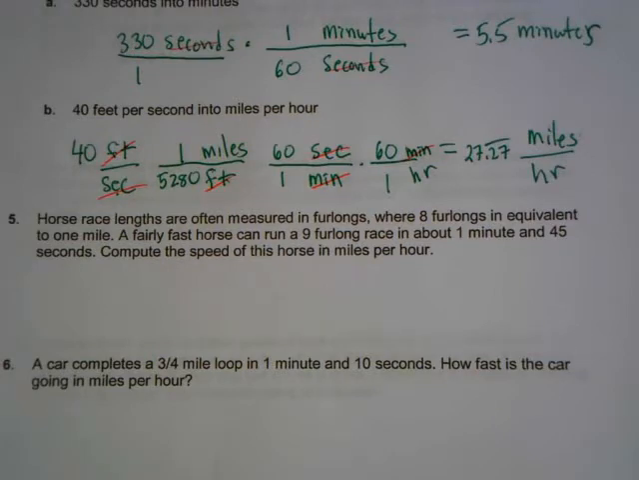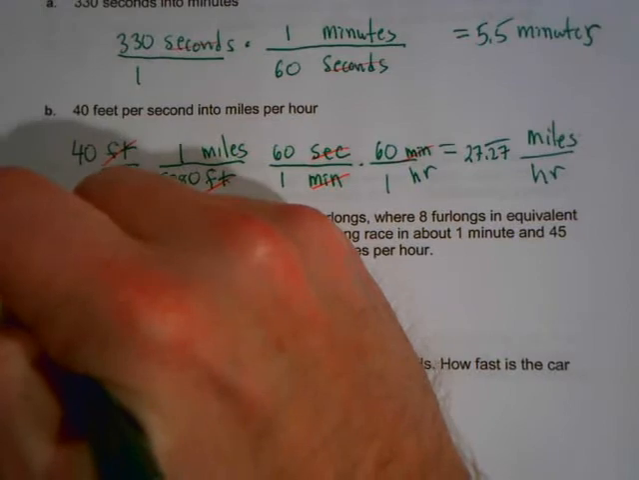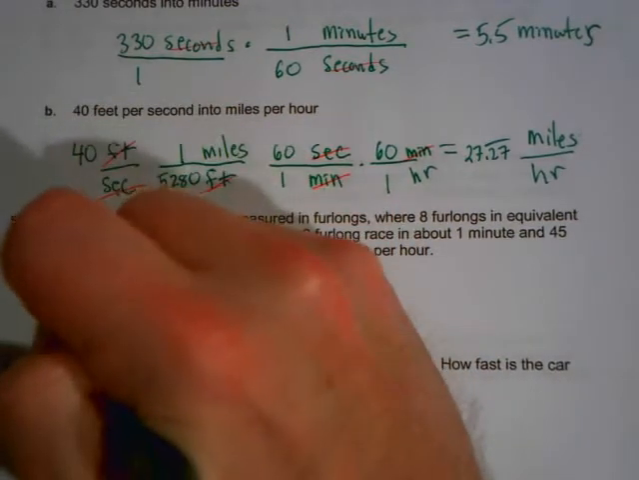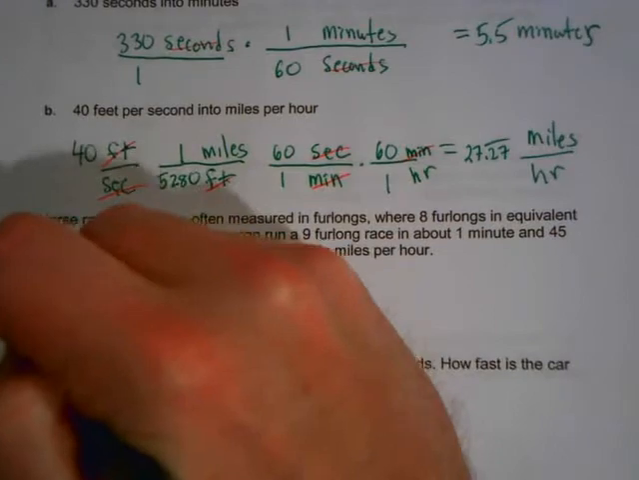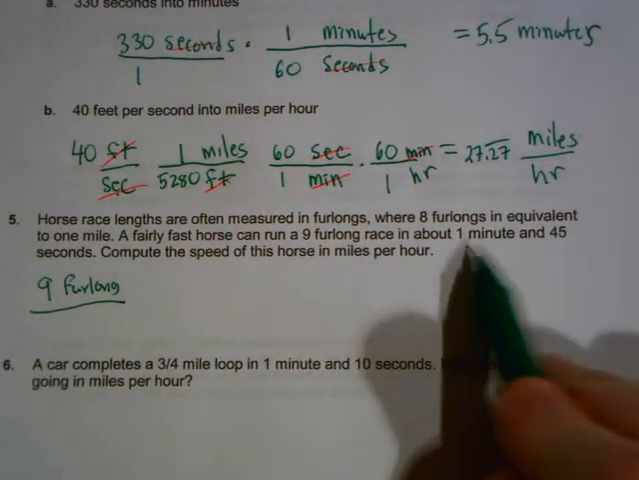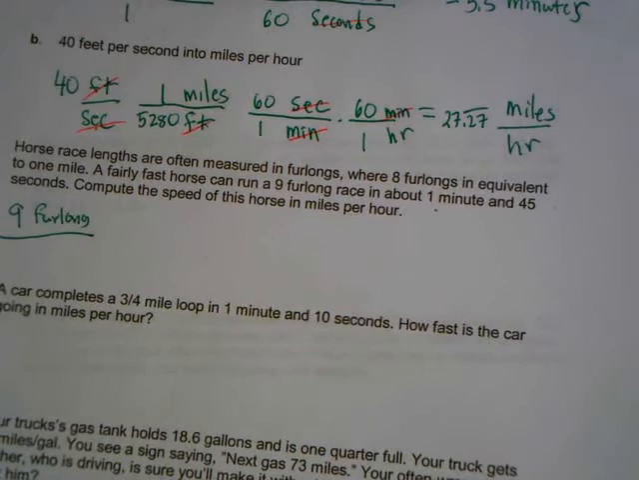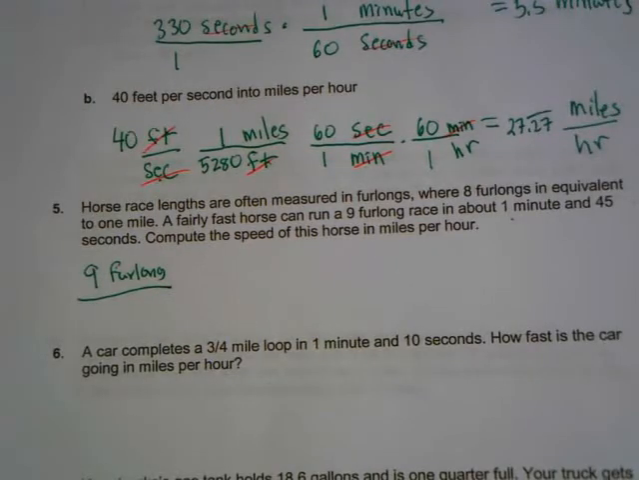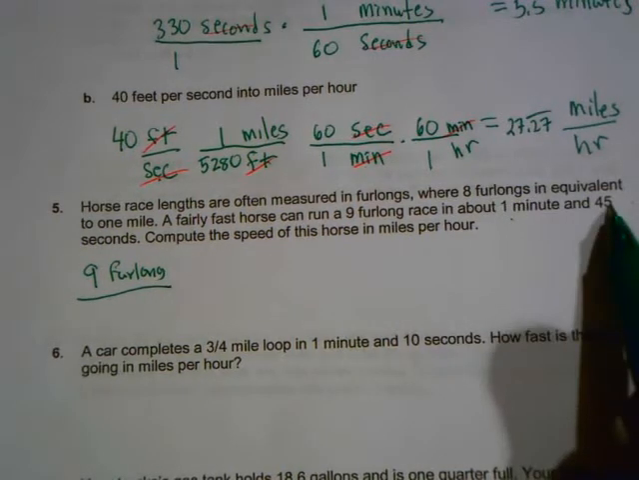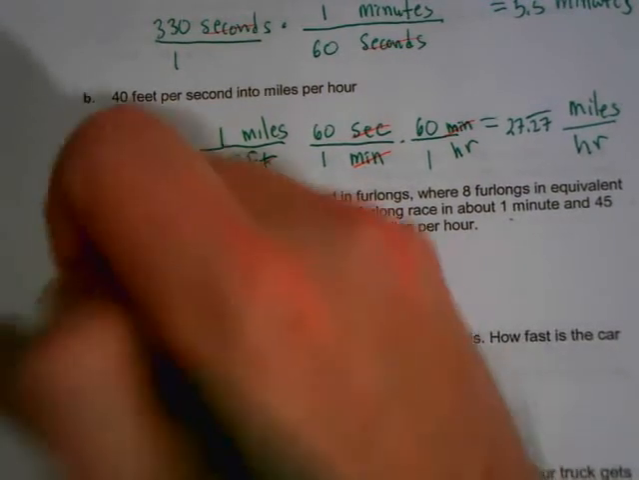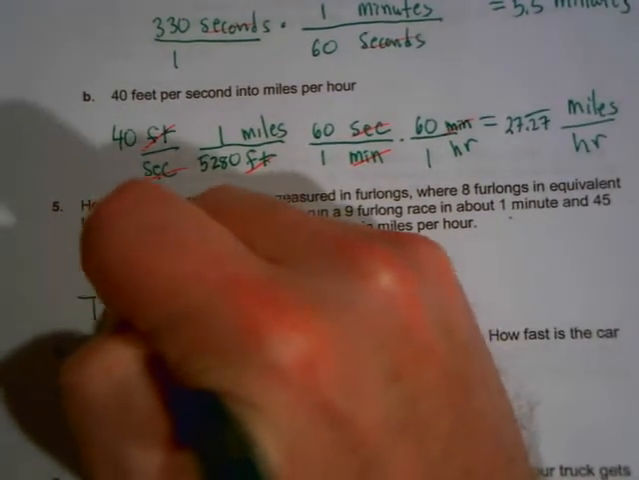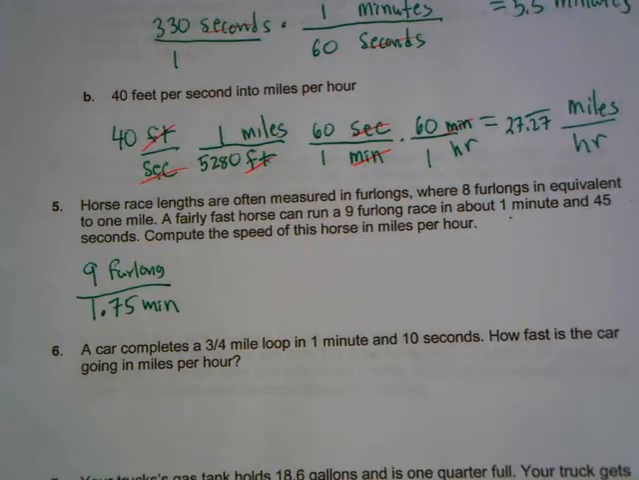Okay, so what I know is the horse can do the race in 9 furlongs, takes 1 minute and 45 seconds. Now I don't want to write 1 minute and 45 seconds. I think I either want to use all minutes or all seconds. I think I'm going to convert it to all minutes. I know that 45 seconds is 3/4 of a minute, so I'm going to write 1.75 minutes. I think that'll be easier to convert everything to minutes. I could convert it to seconds, that wouldn't be too bad either.